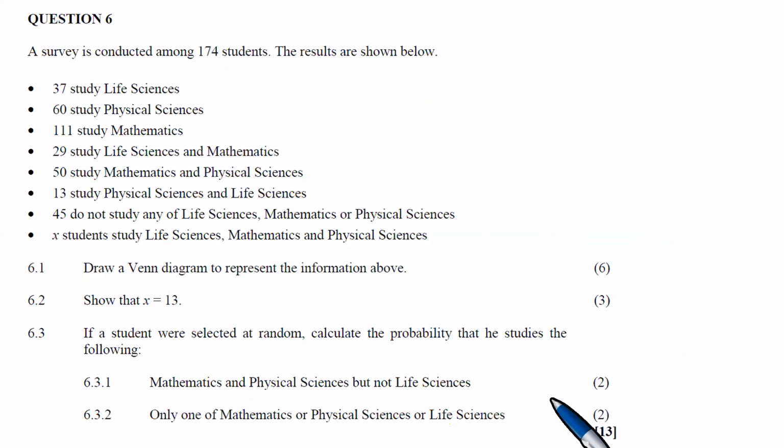As part of our study, they ask us to look at the Venn diagrams. Right, a survey is conducted among 174 students. The results are shown below. You have 37 study life sciences, 60 study physical sciences, 111 study mathematics, 29 study life sciences and math, 50 study math and physical sciences, 13 study physical sciences and life sciences. They're asking us to draw a Venn diagram to represent the information. Let's look at the specific question.